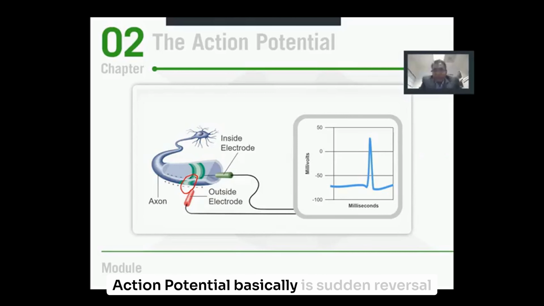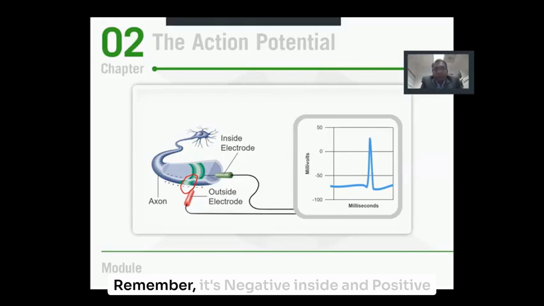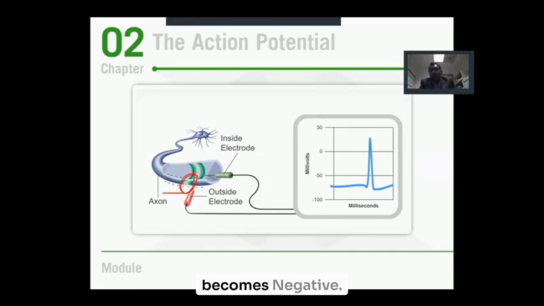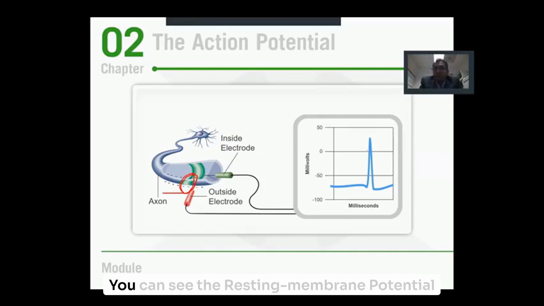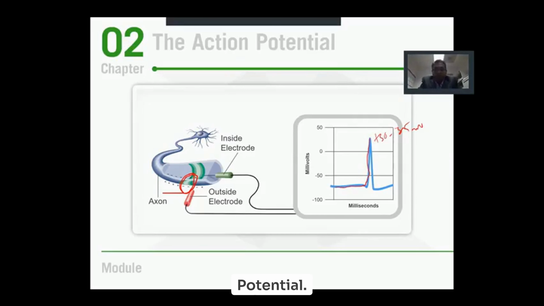Action potential basically is a sudden reversal of the charge on the membrane. Remember, it's negative inside and positive outside. But once a neuron gets stimulated, there is a sudden reversal of the charge. So the inside gets positive and the outside becomes negative. You can see the resting membrane potential goes to being positive, which is positive 30 to positive 35 millivolts. This sudden reversal at this point is called action potential.